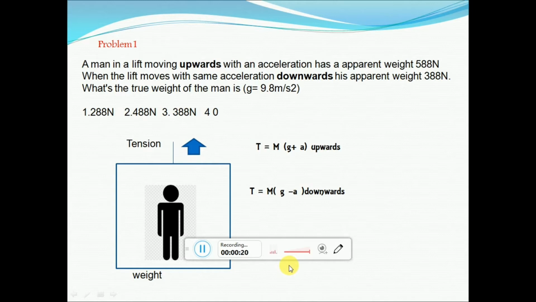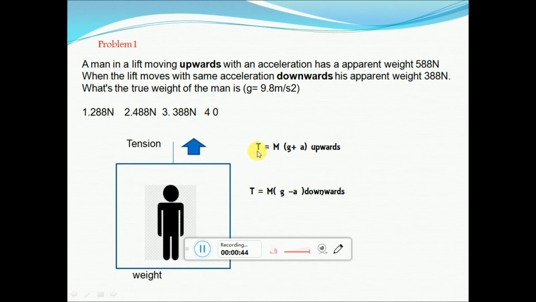A man in the lift is moving upwards with an acceleration and has an apparent weight of 588 newtons. When the lift moves again with the same acceleration downwards, his apparent weight is 388 newtons. What is the true weight of the man? He is asking what is the true weight of the man. He has given the options: 288 newtons, 488 newtons, 388 newtons, and the fourth one is 0.